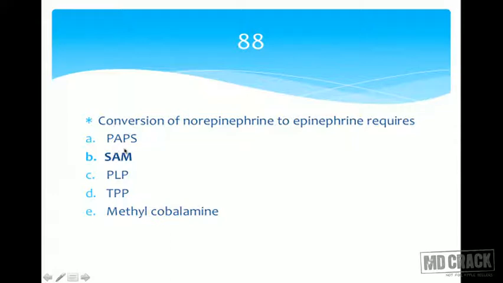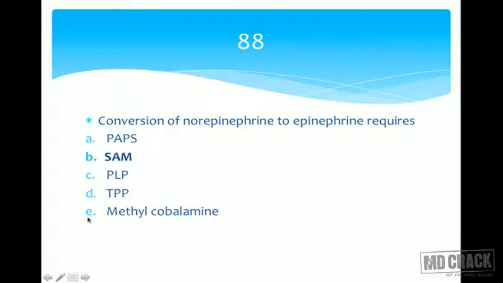PAPS. What is PAPS? PAPS is phosphoadenosine phosphosulfate. This is involved in sulfation of sulfolipids, etc. Wherever sulfur-containing things are, wherever sulfur metabolism is involved, PAPS is involved. It is got from cysteine, so not from methionine. Methionine to cysteine, cysteine to PAPS, sulfur metabolism. PLP is pyridoxal phosphate. It is the vitamin B6 coenzyme.